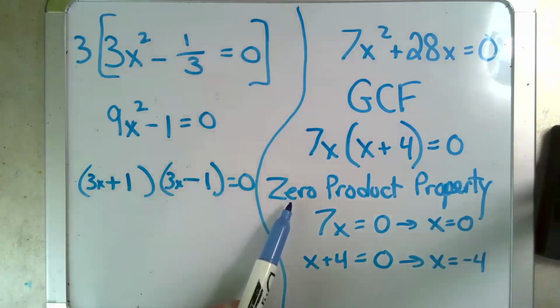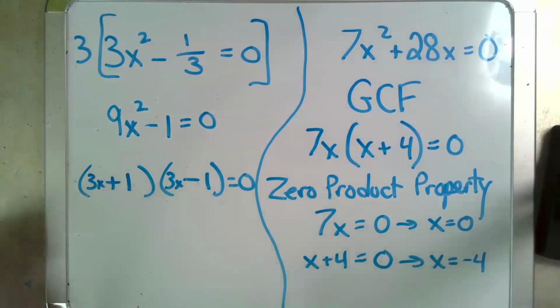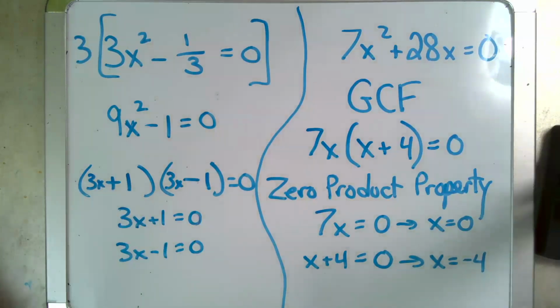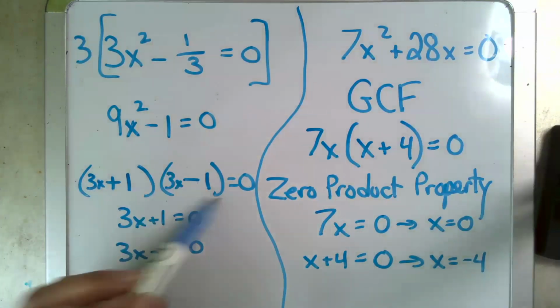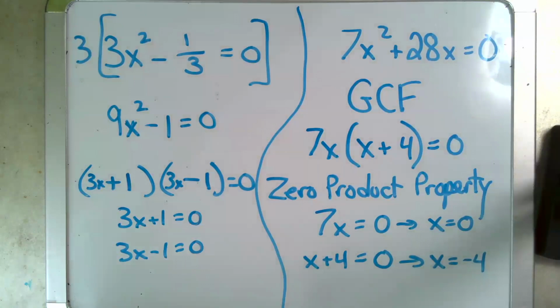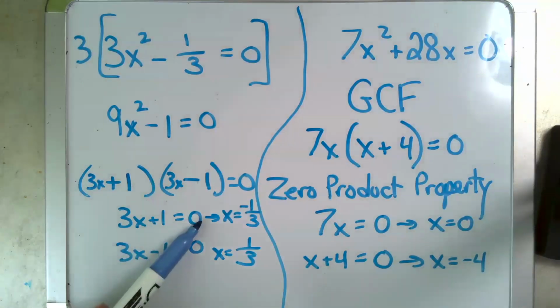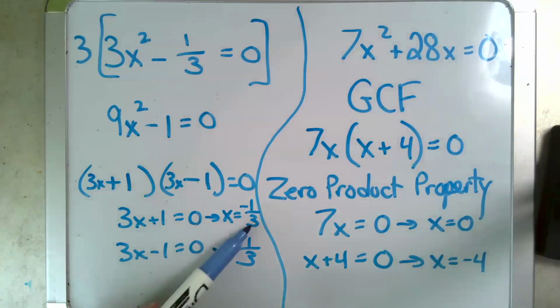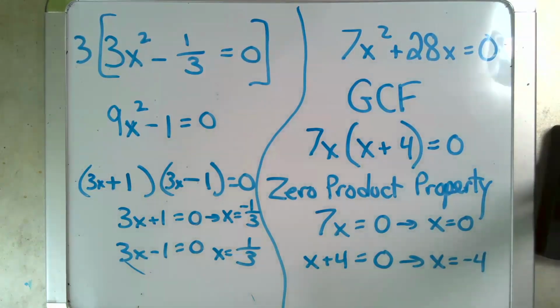Now I use my zero product property again to say that that only happens if my first or my second is equal to 0. And now I go ahead and solve by subtracting 1 on this side and dividing by 3 to get negative 1/3, adding 1 and dividing by 3 to get positive 1/3. All right, let's look at our next two examples.